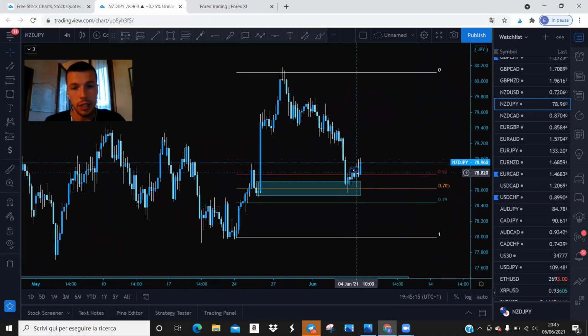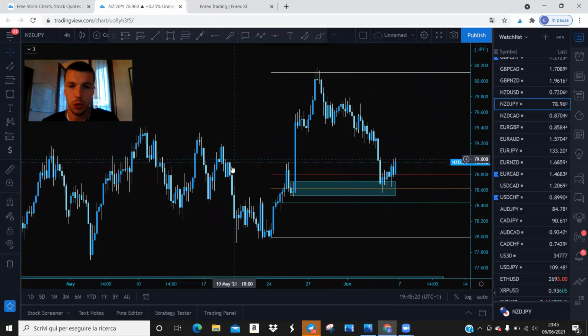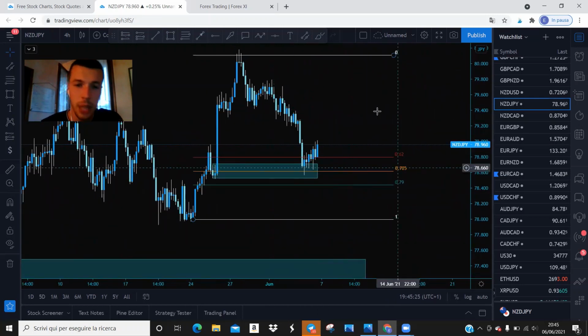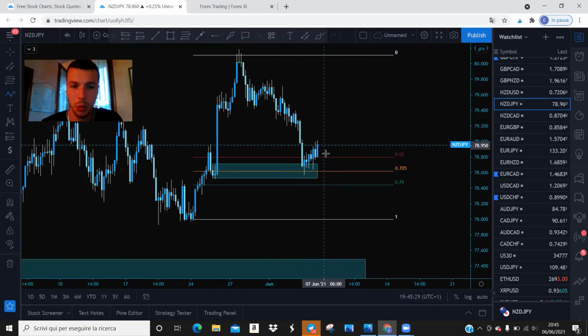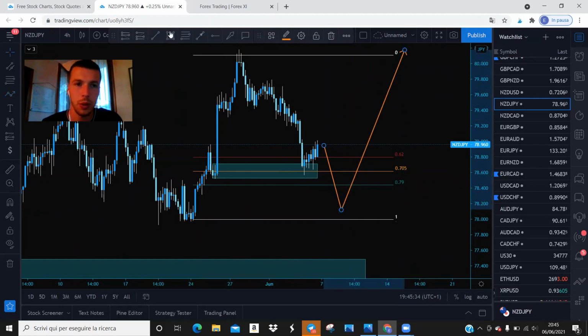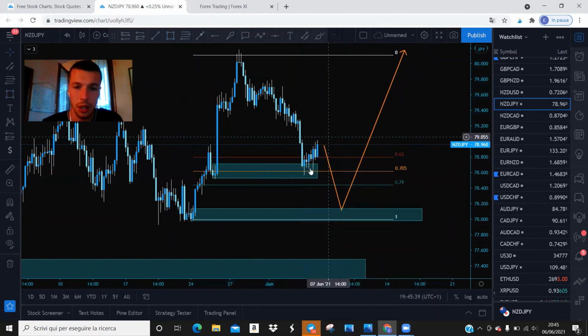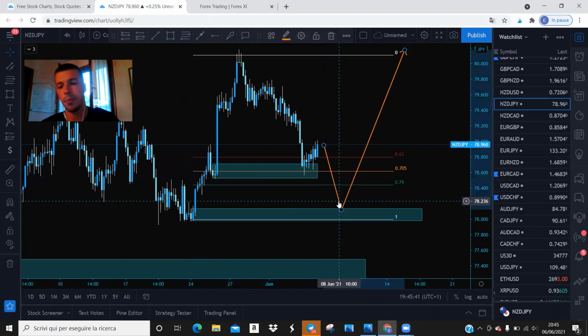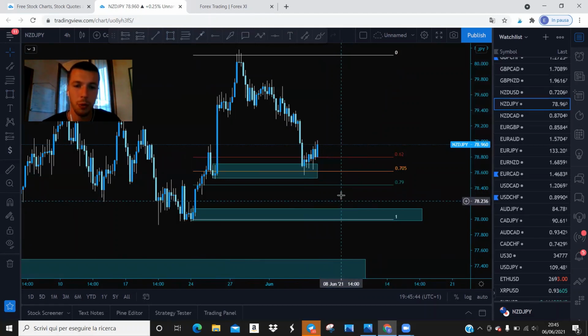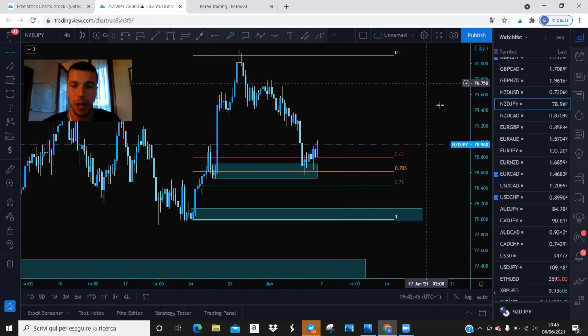NZD/JPY looking interesting at this area now. Looking interesting also because we had this breakout structure to the upside, retracement, and now we could look for longs. I'm looking for longs from here, but at the same time, I'm keeping in mind that we could easily have a pullback to this area before actually continuing. So I have both my areas marked out. I prefer this one, of course, but for now, I don't have any type of confirmation on any time frame. I look for confirmation on lower time frames. We don't have confirmation for now.